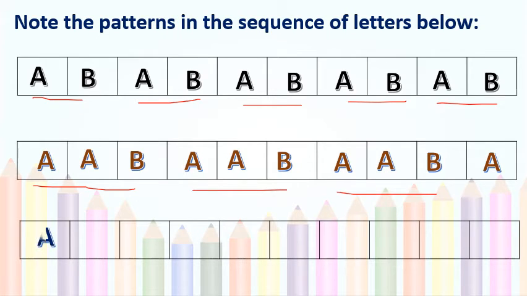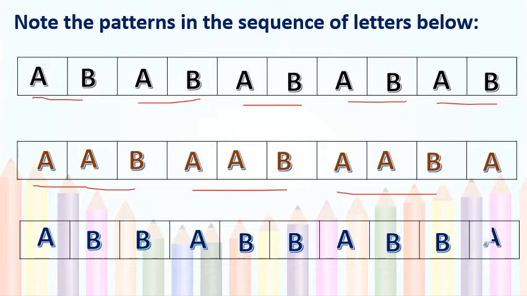See one more. Now here A, B, B, A, B, B, A, B, B. See, I know you got the pattern, isn't it? Yes, you are right. The pattern in this table is ABB, again ABB, ABB. Got this? Here we have gone through three different types of patterns.